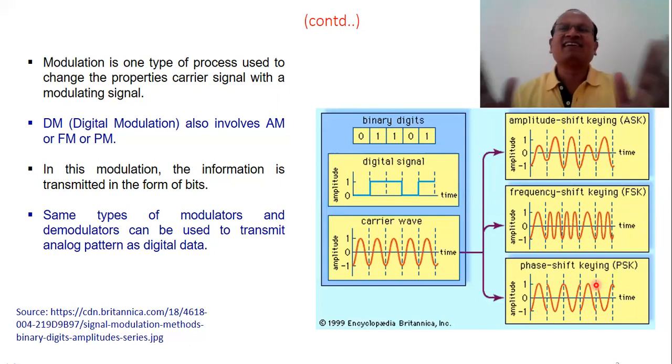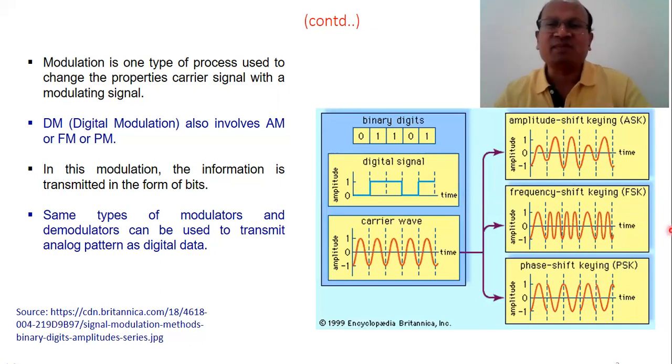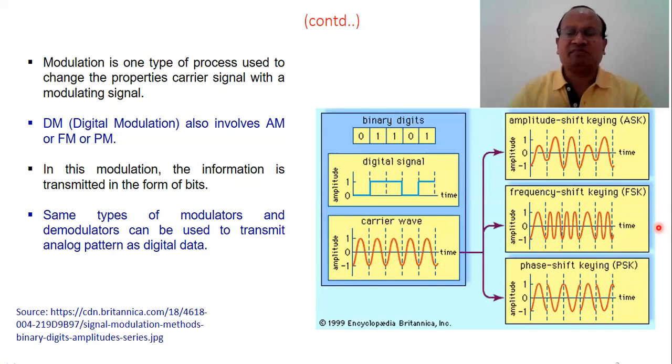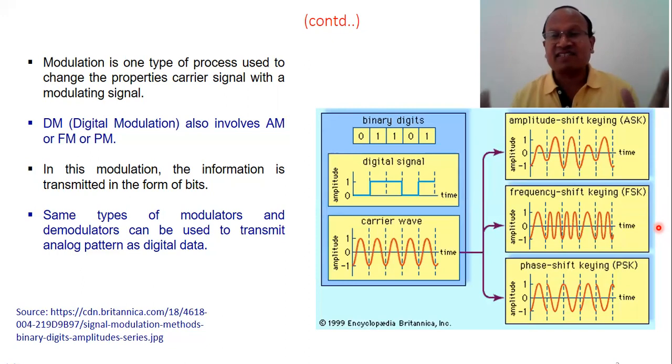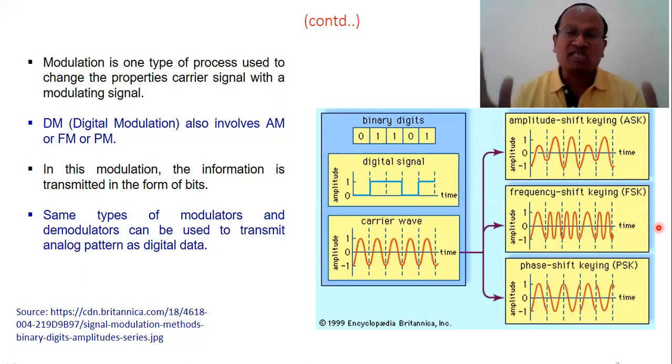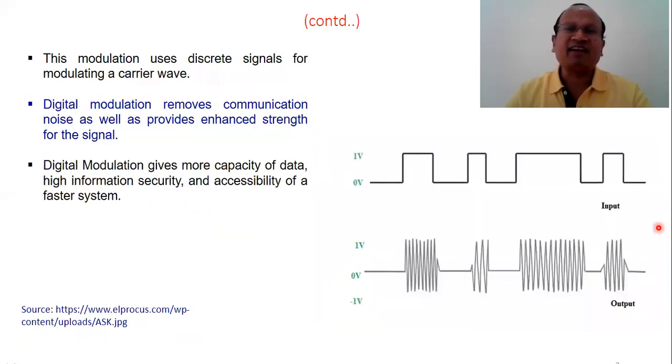It's so interesting. This particular slide gives you an entire picture of the different digital modulation techniques. The digital modulation techniques are mainly of three types: ASK, FSK, and PSK, in which amplitude, frequency, and phase respectively vary in accordance with the instantaneous value of the digital signal. The digital signal here is the message signal. All right.